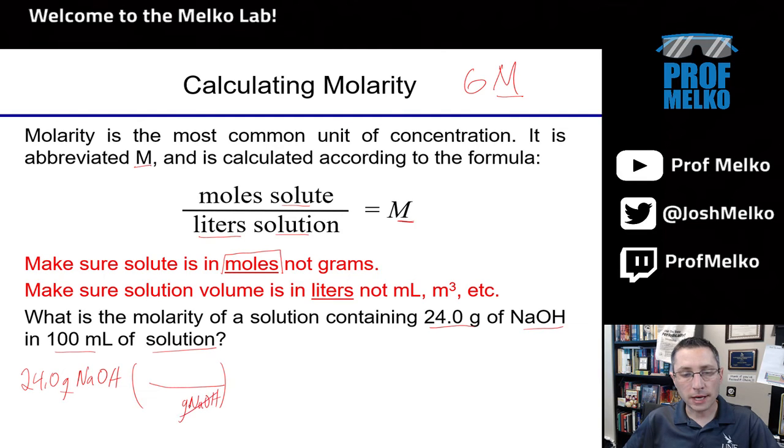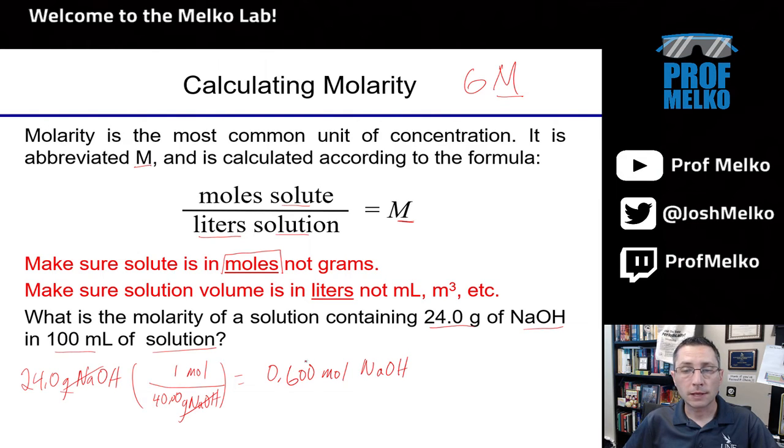I know that unit goes in the bottom, so I cancel it out. And I'm trying to convert this to moles. I need the molar mass of sodium hydroxide. So I add up 22.99 grams per mole for sodium, 16 grams per mole for oxygen, and 1.01 grams per mole for hydrogen. And I should get something like 40.00 grams sodium hydroxide per 1 mole sodium hydroxide. Okay, 24 divided by 40 is 0.600 moles sodium hydroxide.